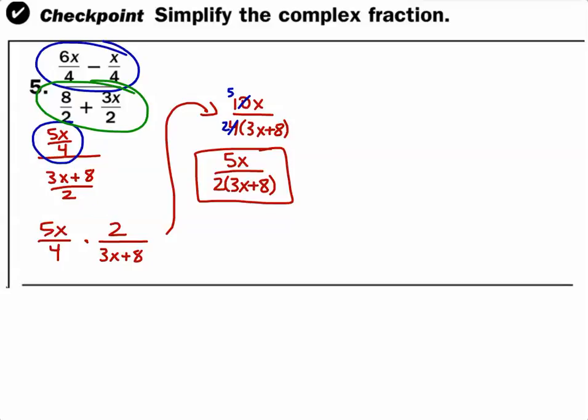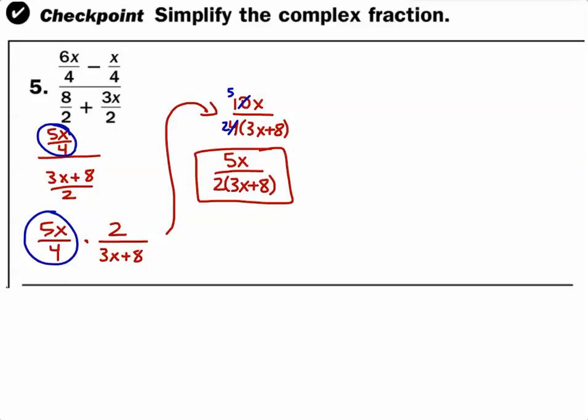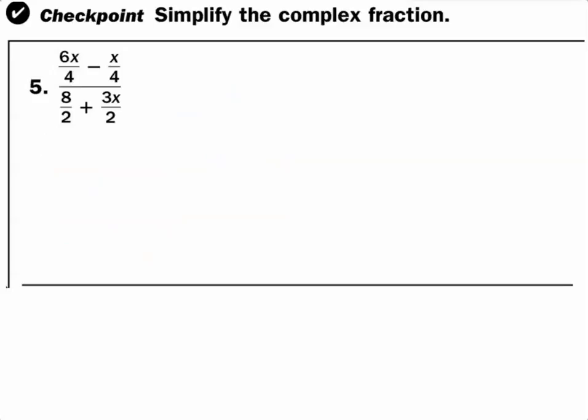And then once you have that, you're dividing fractions, which really means first one stays the same, second one is flipped upside down, and you multiply instead of divide. And then when you do that, you end up with 10x as your numerator, and 4 times 3x plus 8 is your denominator, and then you reduce with some 2's, and then you're done. That's it. So that one actually is certainly not nearly as bad as the prior checkpoints were. So let's look at number 6.